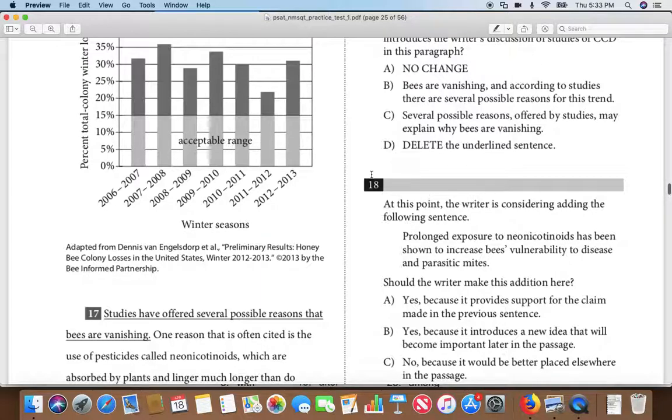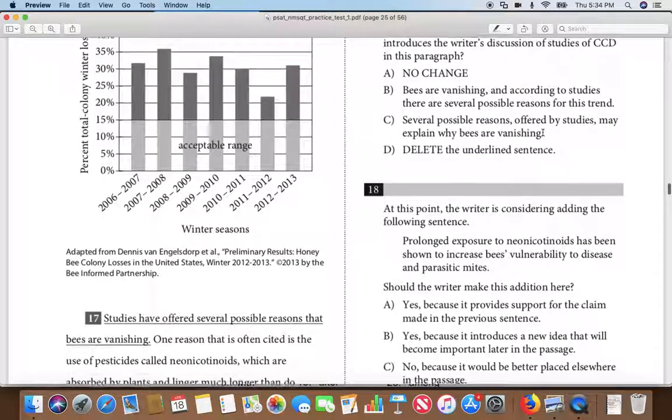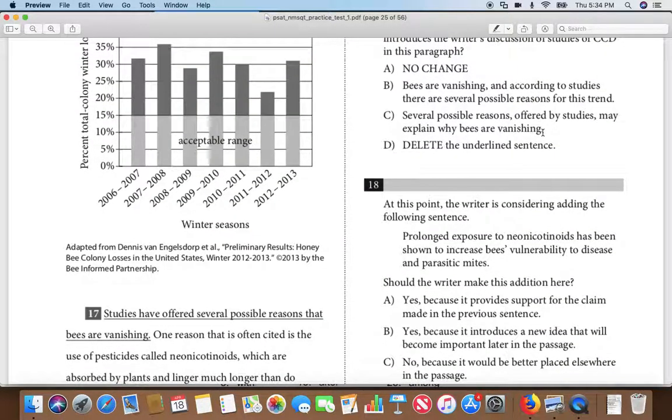Go ahead and read, Caroline. Read answer choice B for me, please. Bees are vanishing, and according to studies, there are several possible reasons for this trend. Is that smooth? It sounds a little bit choppy to me. A little bit choppy. Why do you say that? I think I agree. The ending kind of just throws me off a little bit.